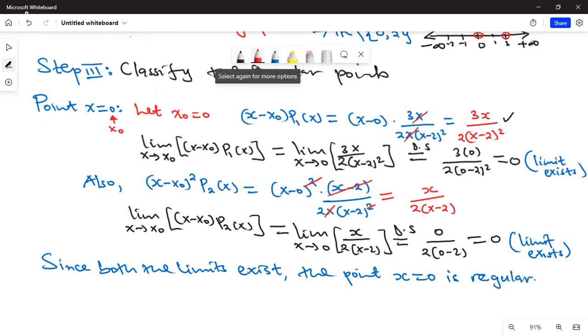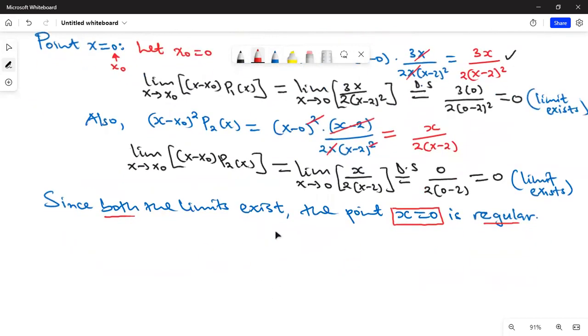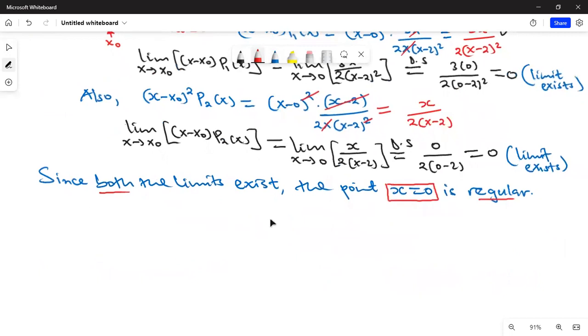The key term is both the limits must exist for it to be a regular point. So this point here is irregular. Let's test the other point where x equals 2. Do the same thing, but now use x equals 2.